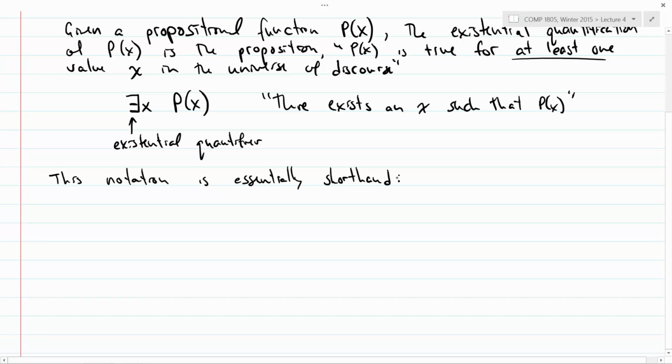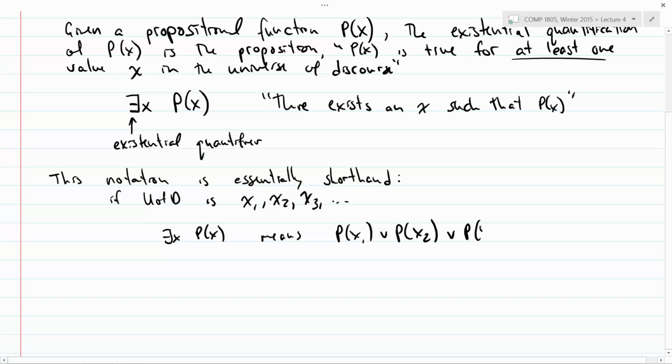So if your universe of discourse consists of the objects x1, x2, x3, and so on, well then there exists an x such that P(x) really just means P(x1) or P(x2) or P(x3) or, and so on. Of course, this isn't really shorthand if the universe of discourse is infinitely big, because then, yeah, it's a short way of writing it, but there is no alternative unless you write for infinitely long.